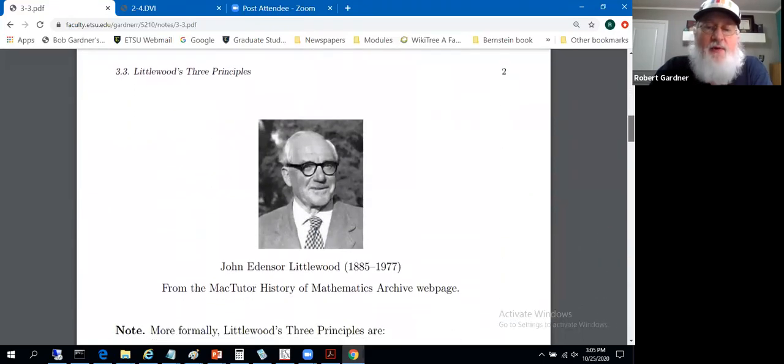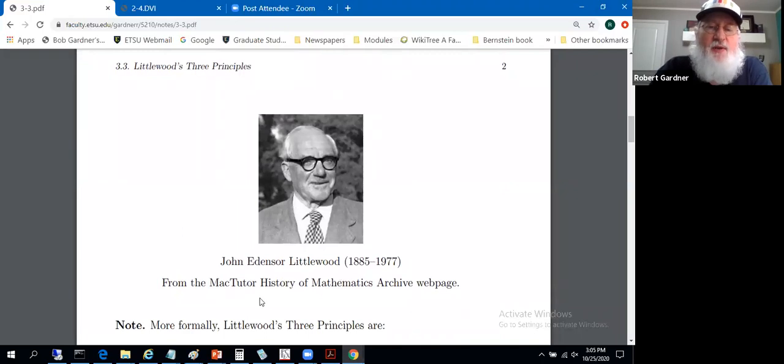Here's a photo of him. This information coming from St. Andrews University, MacTutor History of Maths archives. I've mentioned it several times. Good place to go for history of math stuff that's reasonably technical.